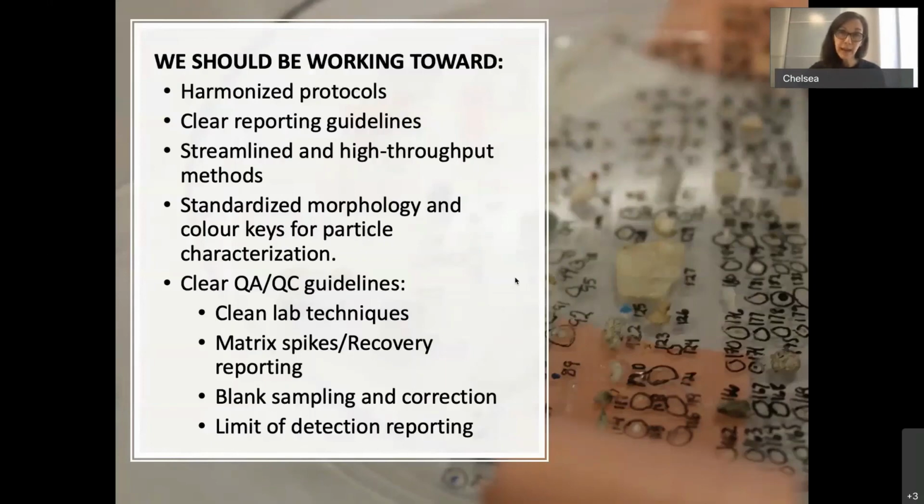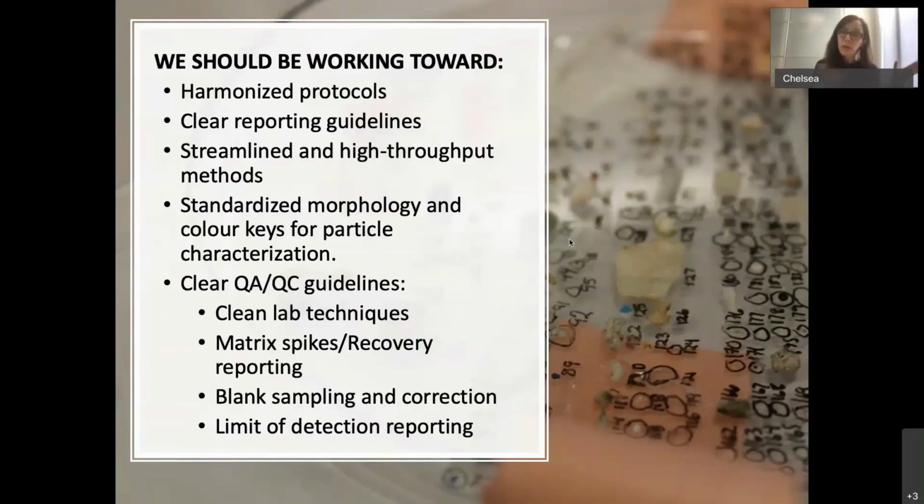We need clear, clean lab techniques that are expected of us. We should think about whether we require matrix spikes or at least some sort of way to report on your recovery within your extraction protocol in your lab. Blank sampling, I think, is really important, whether it's field blanks and lab blanks or field blanks that carry into lab blanks. And then how do we correct? Are we blank correcting or are we simply just reporting? And what's our limit of detection? Should it be based on the size of the particle, the concentration of the particle, or the amount above the blanks, or a combination of all? Of course, it's going to matter whether you're using mass spectrometry or spectroscopy, because some of these things are going to be relevant to one and not the other. But I think these things are all really important.